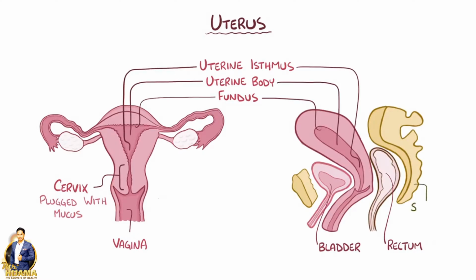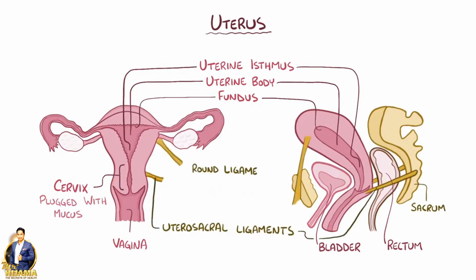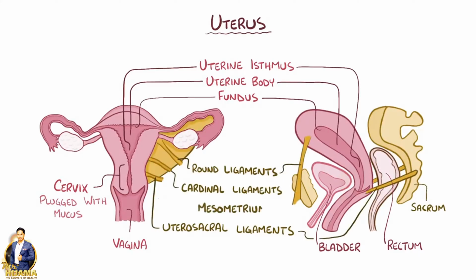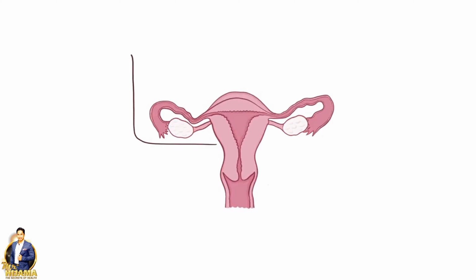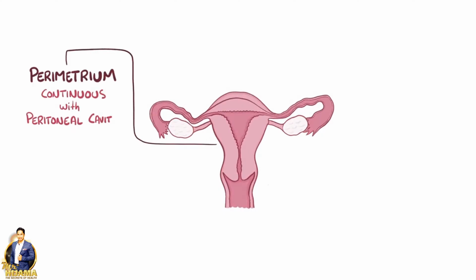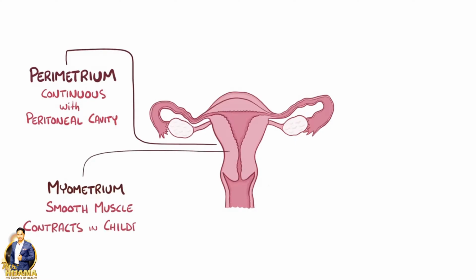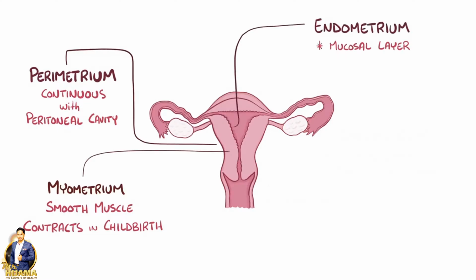The uterus is anchored to the sacrum by uterosacral ligaments, to the anterior body wall by round ligaments, and is supported laterally by cardinal ligaments, as well as the mesometrium, which is part of the broad ligament. The wall of the uterus has 3 layers: the perimetrium, which is a layer continuous with the lining of the peritoneal cavity, the myometrium, which is made of smooth muscle that contracts during childbirth to help push the baby out, and the endometrium, a mucosal layer that undergoes monthly cyclic changes.